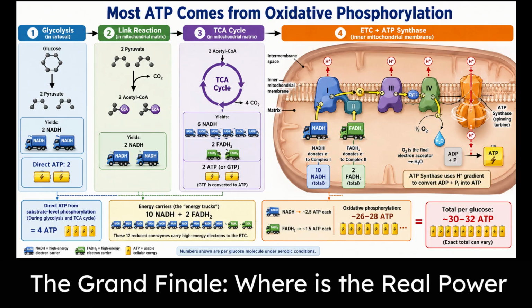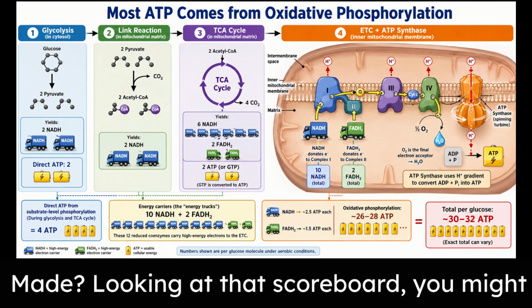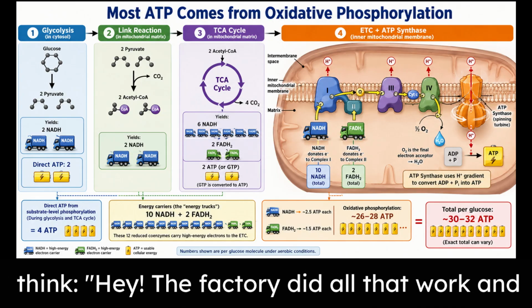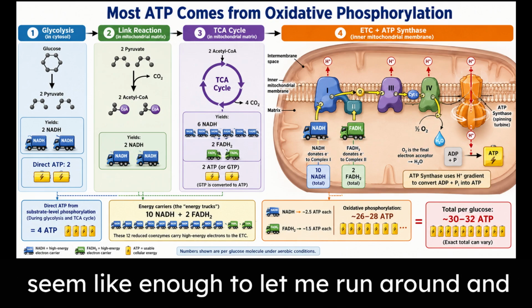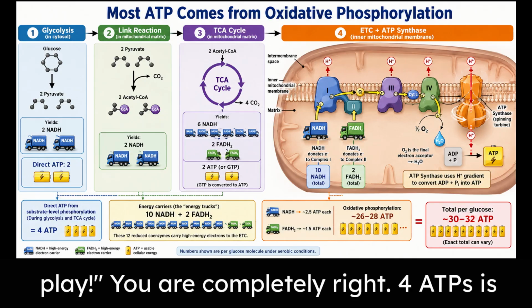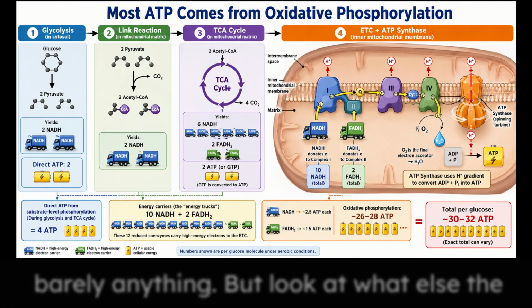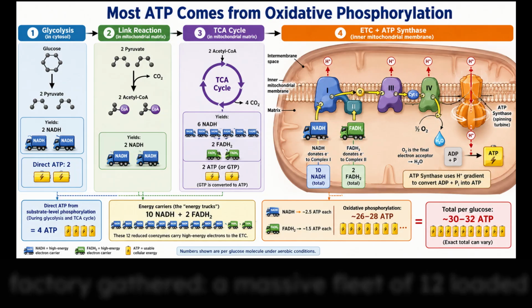The grand finale. Where is the real power made? Looking at that scoreboard, you might think, hey, the factory did all that work and only made 4 direct ATP tokens? That doesn't seem like enough to let me run around and play. You are completely right. 4 ATPs is barely anything. But look at what else the factory gathered.